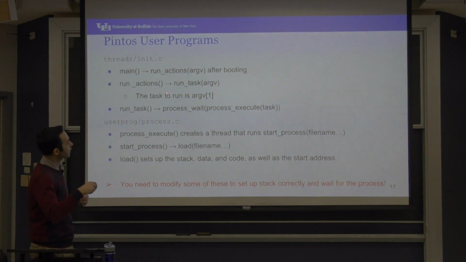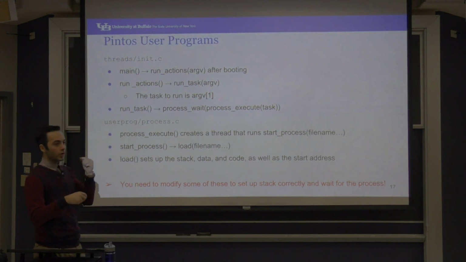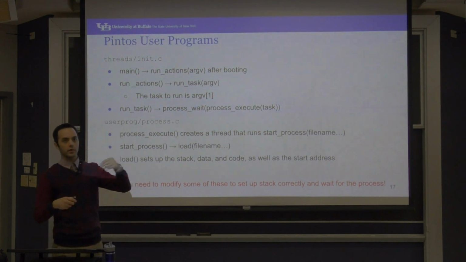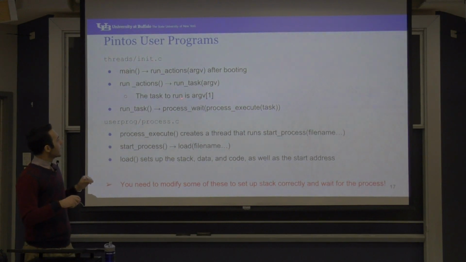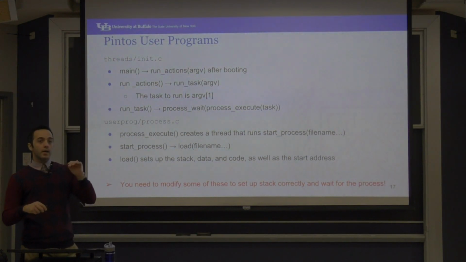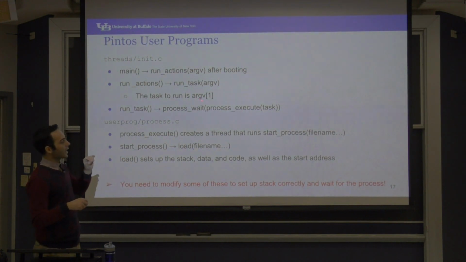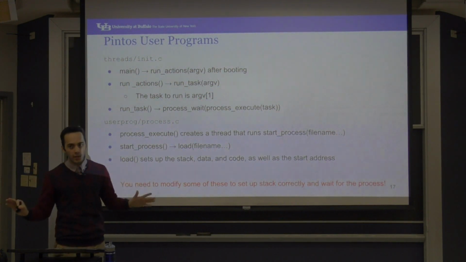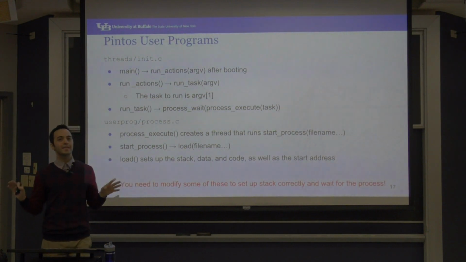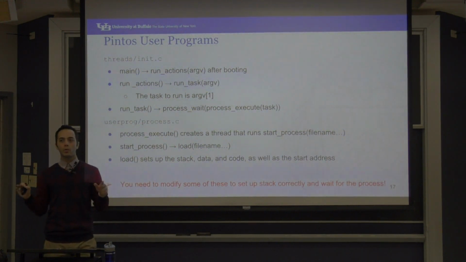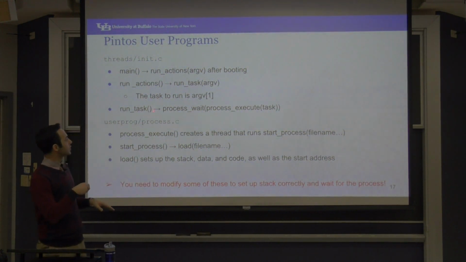Now the run actions function calls run task, and the run task has one task. So for example, alarm test, whatever, right? In project number 1, because threads are defined and not the user programs, the task is actually just a test. It knows that you are in the kernel. It knows that you're testing the kernel functionality. So it just goes to the function which is there.